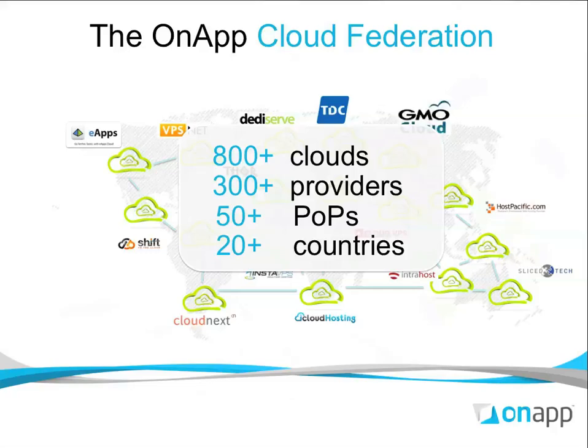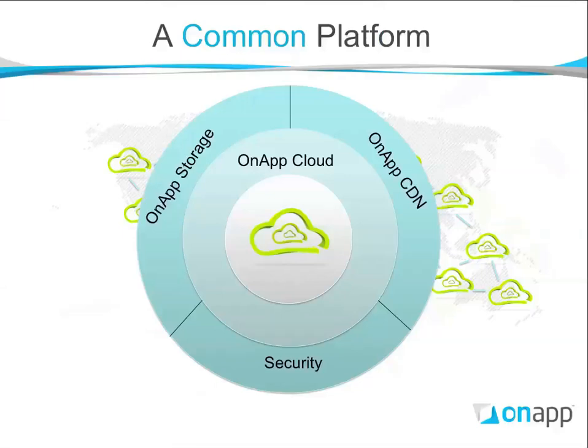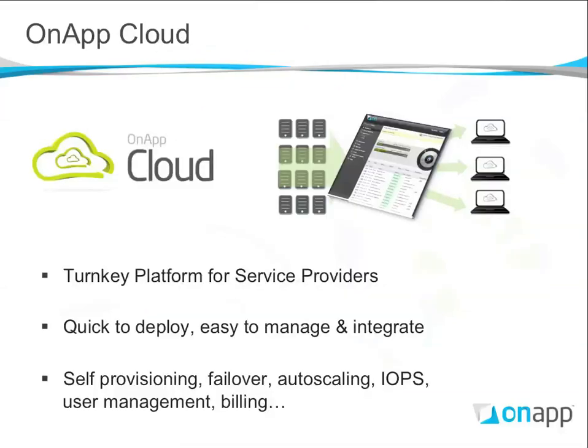So moving on to the next slide, what's important is that this cloud federation is all based upon a common platform. So at the heart of it, we have our OnApp Cloud product, and I'll talk a little bit more about that in a second, supported by some value-added services around the outside, like OnApp Storage, OnApp CDN. Just to talk a little bit more about those, if you move on to the next slide, OnApp Cloud. OnApp Cloud is the basic cloud platform that provides the automation, user management, billing capabilities, failover, auto-scaling, etc., that enable you to deliver the basic infrastructure as a service capability that a cloud provider needs. So pretty much gives you all of those capabilities, very quick to deploy, easy to manage, easy to integrate.